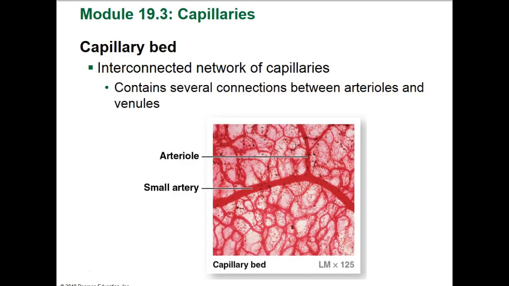So usually we find all of these capillaries in capillary beds where they're interconnected. And they are in between arterioles and venules, where the oxygenated blood with nutrients is coming in from the arterioles and then feeding into the venules after the exchange of gases and the nutrients occurs.